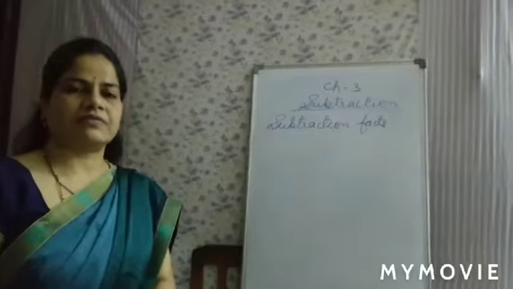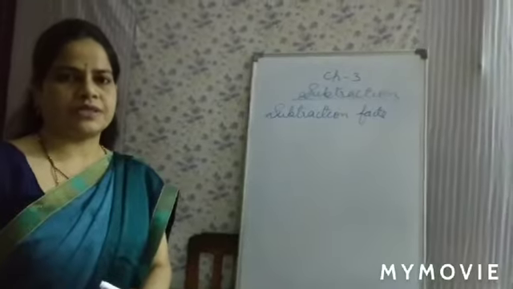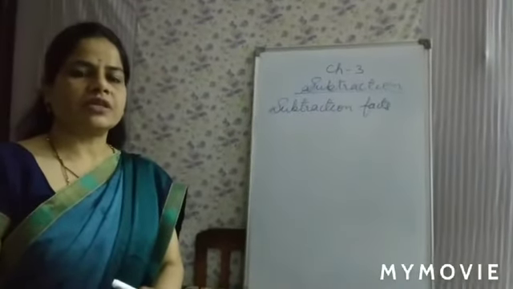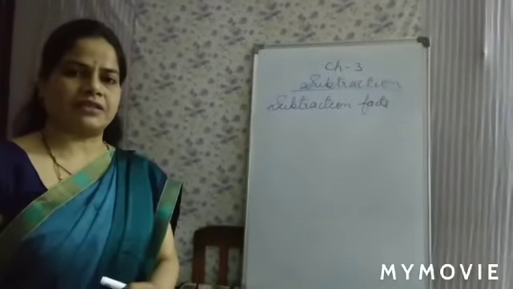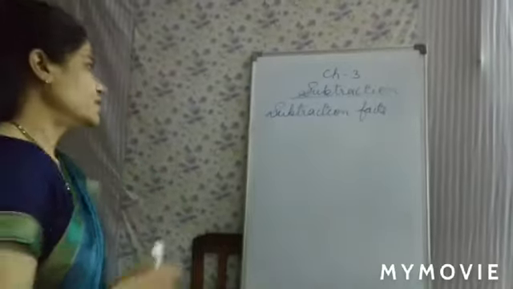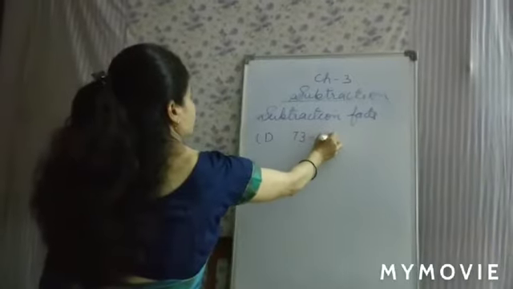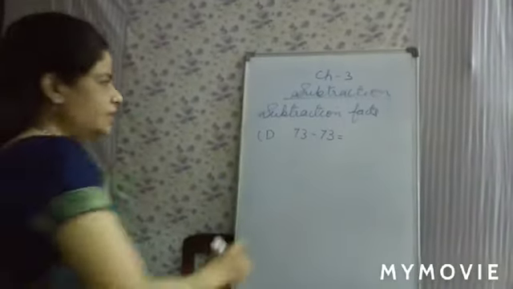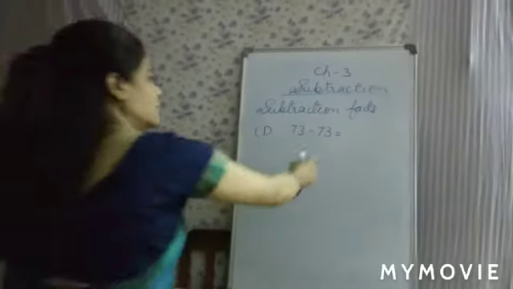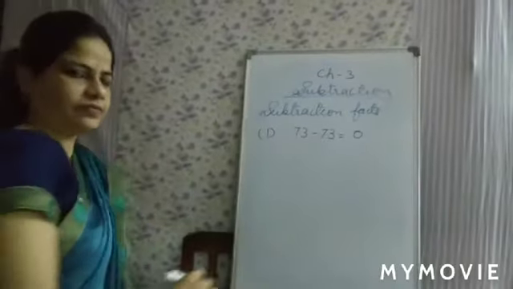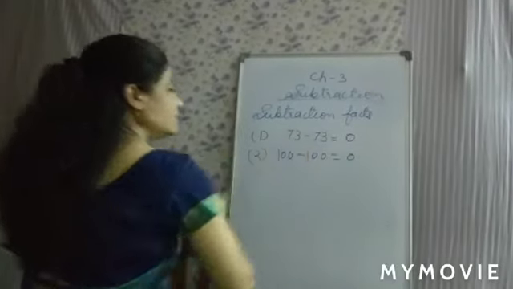Now the third fact is, when any number is subtracted from itself, we will get 0. This is the third fact. Okay, what is the third fact? When any number is subtracted from itself, we will get the number 0. See the examples. 73 minus 73. See here, I am subtracting the number from itself. Okay, what will you get? 0. 100 minus 100. What will we get? 0.